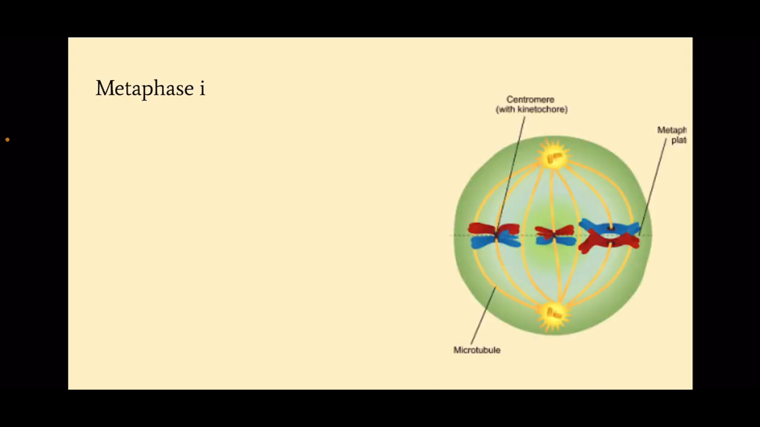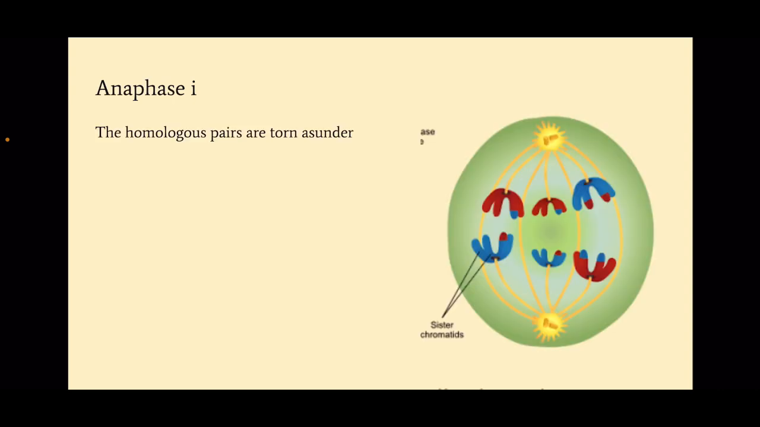Next is metaphase 1. In metaphase 1, the homologous pairs line up in the center of the cell, and the spindle fibers attach to the centromeres. Next is anaphase 1. In anaphase 1, the homologous pairs are taken apart and drawn to separate ends of the cell, towards the centrioles, which is where the spindle fibers come from.